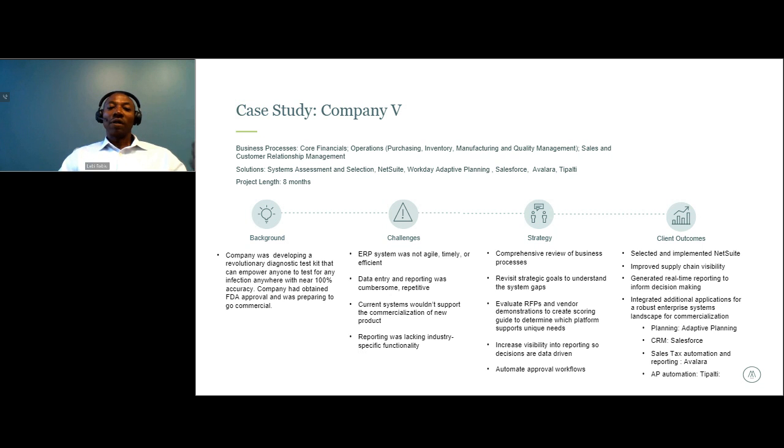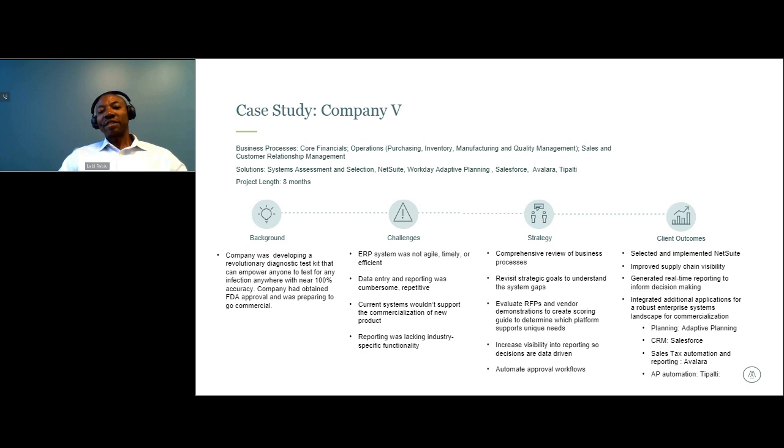They were on an older ERP system that wasn't agile, timely, or efficient. Data entry and reporting was cumbersome and very repetitive. The other ancillary systems that they had couldn't support the sales and go-to-market requirements for commercialization of a new product. And reporting from their systems was lacking industry-specific functionality, such as that needed for compliance.